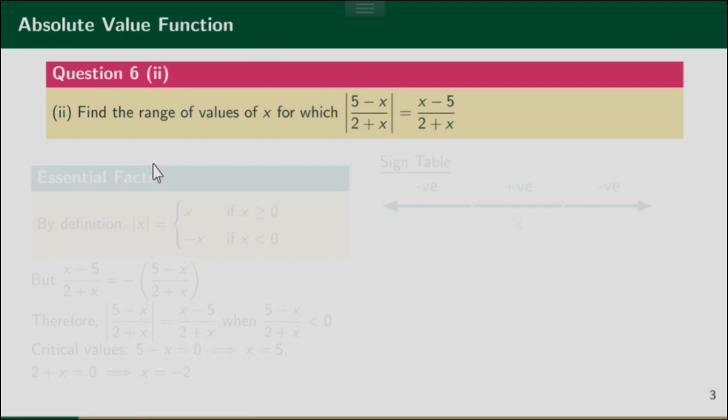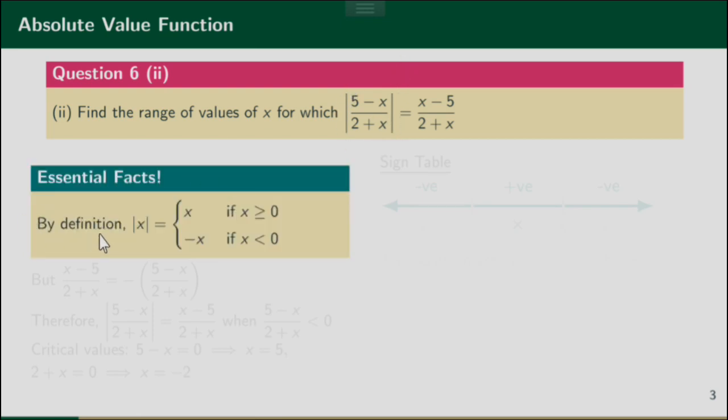The next question, Roman 2, is find the range of values of x for which mod of 5 minus x divided by 2 plus x is equal to x minus 5 divided by 2 plus x. In order to solve this problem, we need to review the definition of absolute value function. So by definition, mod x is equal to x if x is positive, and mod x is equal to negative x if x is negative.